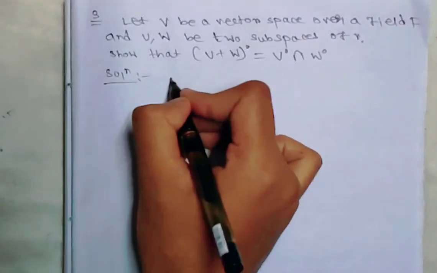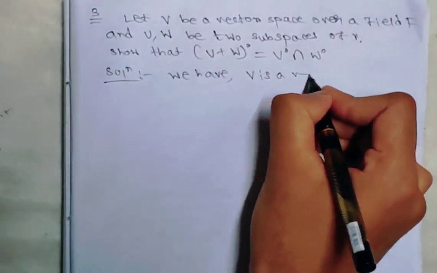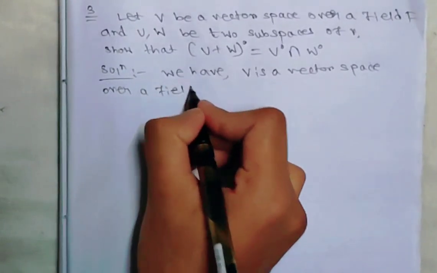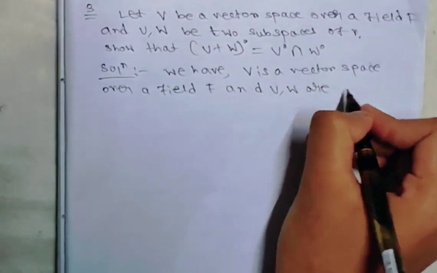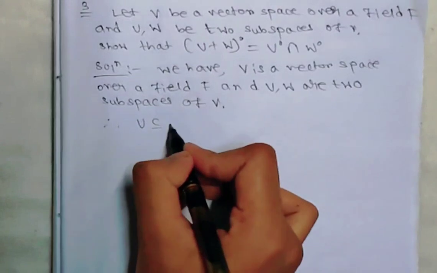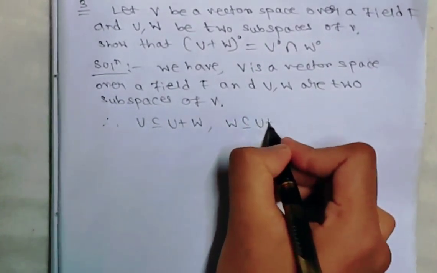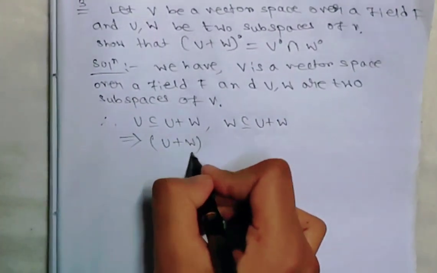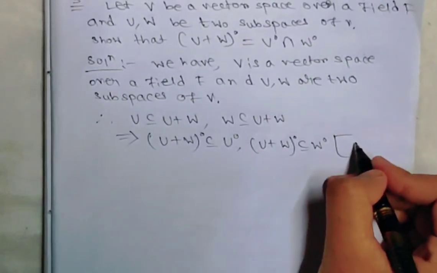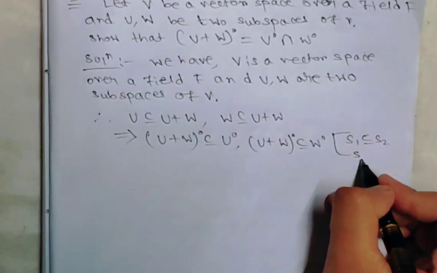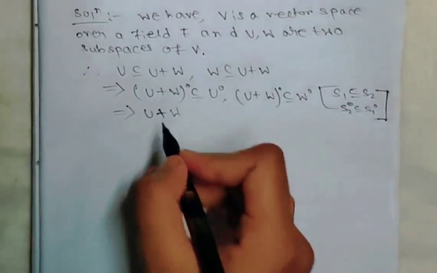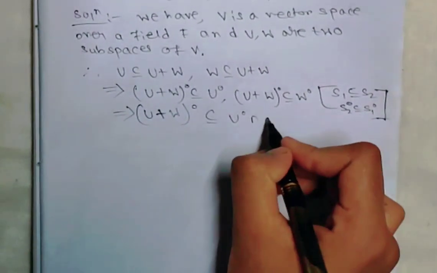Now solution. We have V is a vector space over a field F, and U, W are two subspaces of V. Therefore U is contained in U plus W, and also W is contained in U plus W. This implies (U plus W) naught is contained in U naught and (U plus W) naught is contained in W naught, because we know that if S1 is contained in S2, then S2 naught is contained in S1 naught. We proved this in the previous question. So that implies (U plus W) naught is contained in U naught intersection W naught.